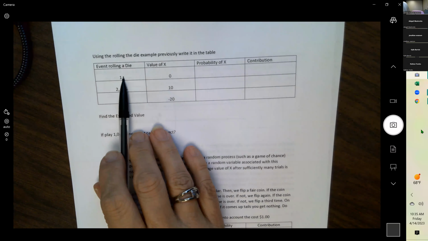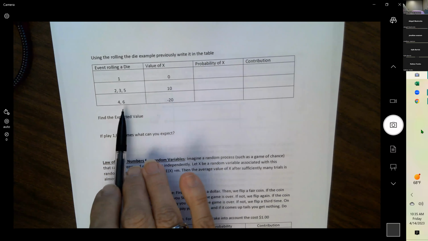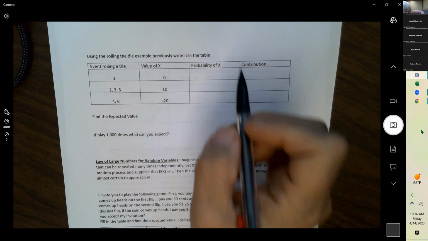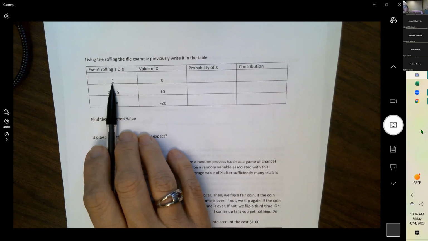So if we roll a 1, we get nothing. 2, 3, or 5, we get $10. 4 or 6, we lose 20. So the next thing you want to do is find the probability of each of those. It's up to you if you want to write it as a fraction or a decimal. Because we're dividing by 6, we get lots of decimals on this problem. I would prefer the fraction until the very end, that way you're not rounding. If we have a die, what's the probability of rolling a 1?